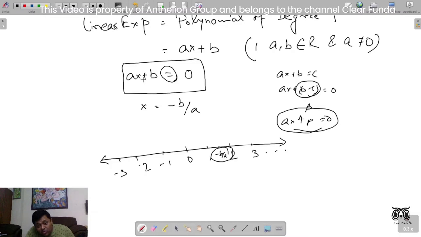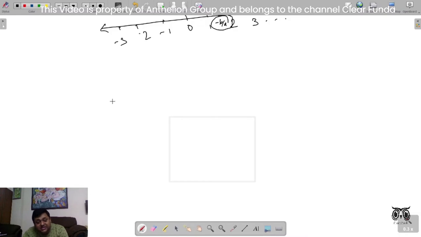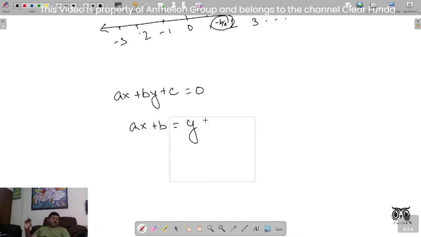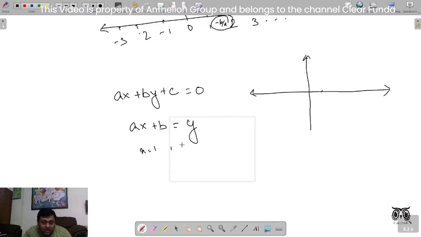Why? Because ax plus b is an expression with a single variable x. Now say for example, if we represent it in this form, ax plus by plus c equals 0, or we can represent it as ax plus b equals y, some value y, then we practically add another dimension to it. Here x can be 0, 1, 2, anything. For x equals 1, ax plus b will be a plus b, which equals y.